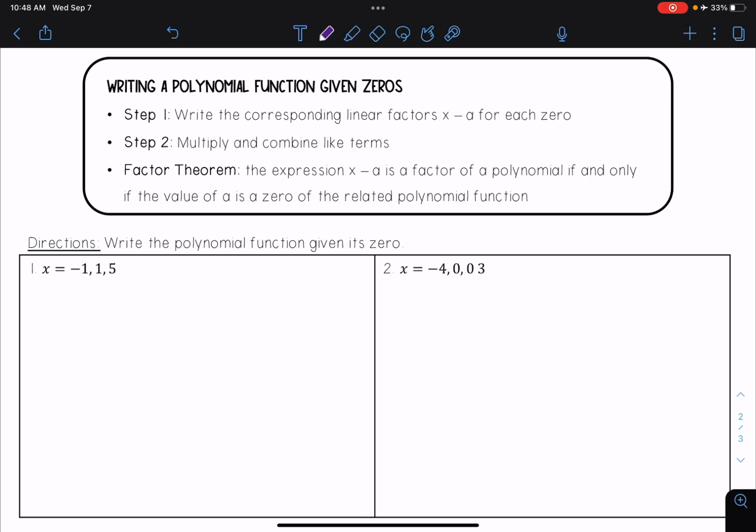So that means that y is going to equal x minus -1 times x minus 1 times x minus 5. And then I'm going to multiply and combine like terms. And this relates to the factor theorem, which says that the expression x minus a is a factor of the polynomial if and only if the value of a is a 0 of the related polynomial function. So I'm going to rewrite this x minus -1 to be x plus 1, x minus 1, x minus 5.